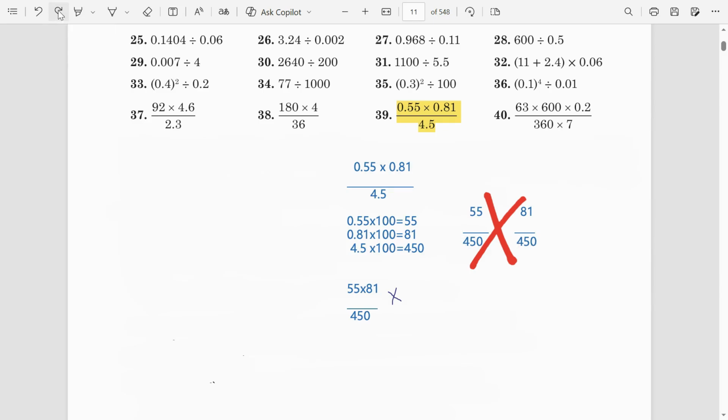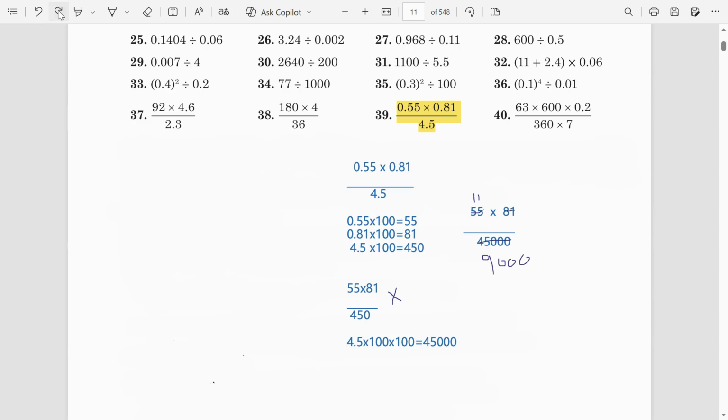What we actually have to do is that, see, there are two numbers written for the numerator, and we have multiplied both the numbers by 100. That means 100 multiplied by 100 is 10,000. So we have to multiply 4.5 by 100 into 100. That is 4.5 multiplied by 10,000, which is equal to 45,000, and then we can simplify it. And the rest is simple.